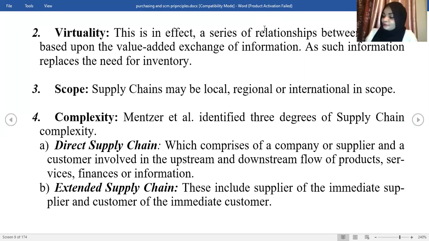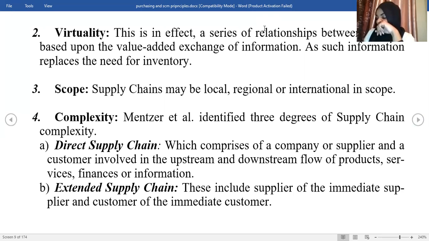Virtual services or virtual chains. Yes, the likes of Jumia, those are virtuals. When you're applying for a job, for example, you are told to apply online. So that is a virtual type of chain. There's nothing physical involved, yet you're getting the service at the end of the day.